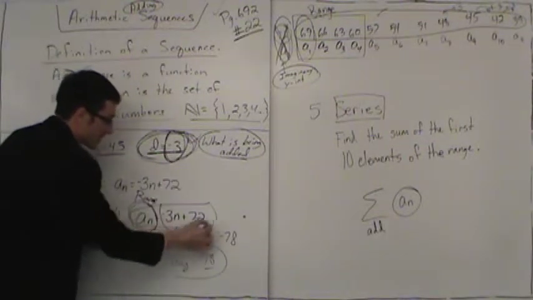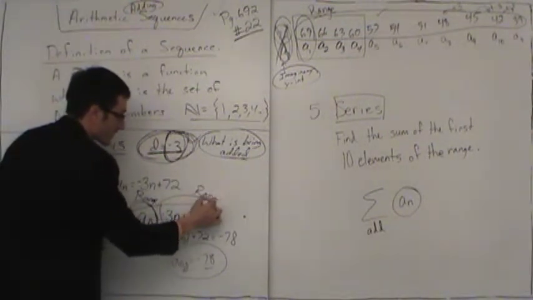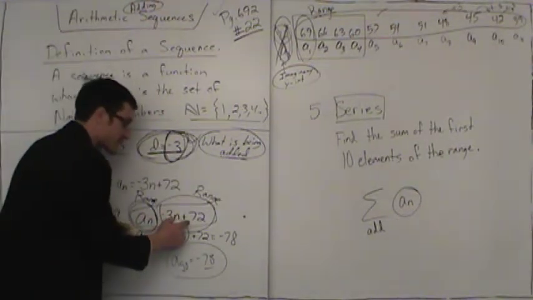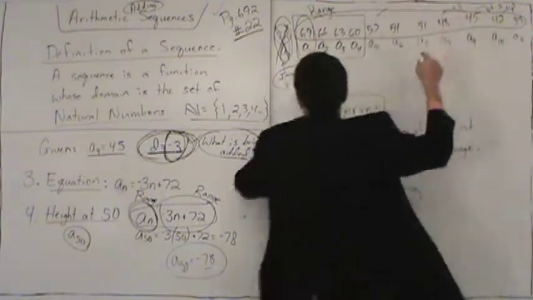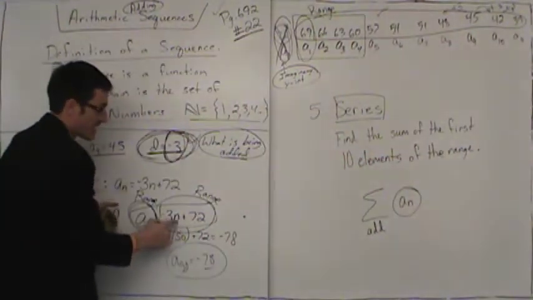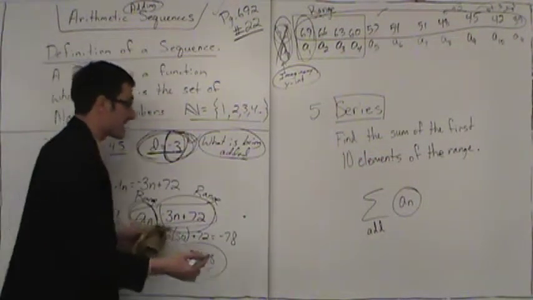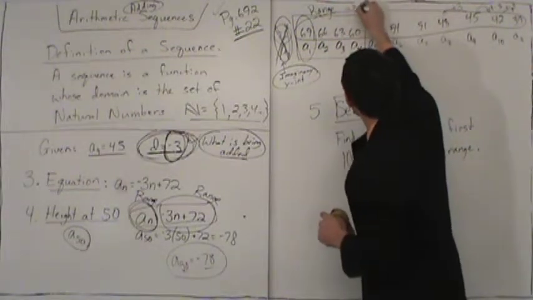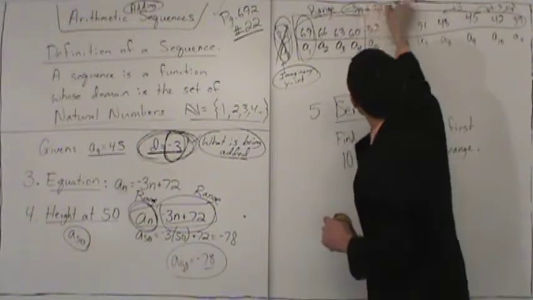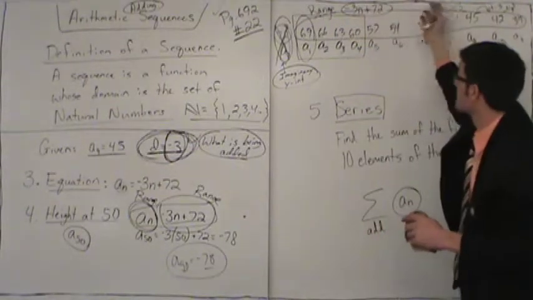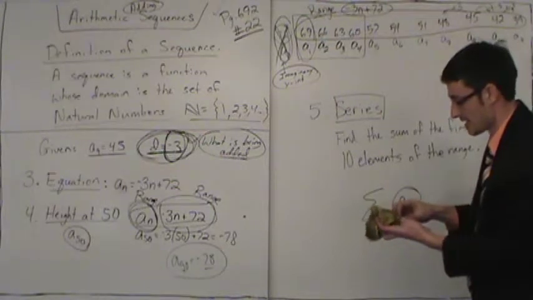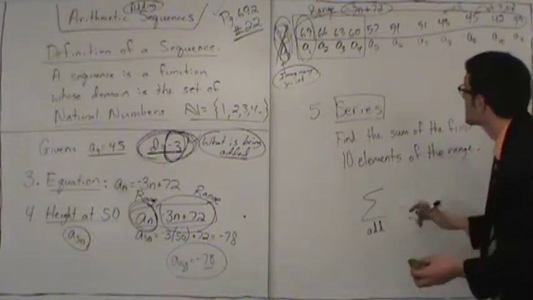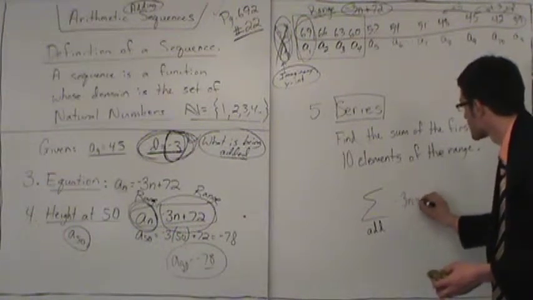Remember, range is equal to what? In this case we have the specific name of this range. We found it in the equation. That range is negative 3n plus 72. This is the name of this range. So next to range, I want you to write negative 3n plus 72. This is the name of the range that you're looking at, the heights. So instead of writing sigma a sub n, we're going to be more specific and write sigma negative 3n plus 72.